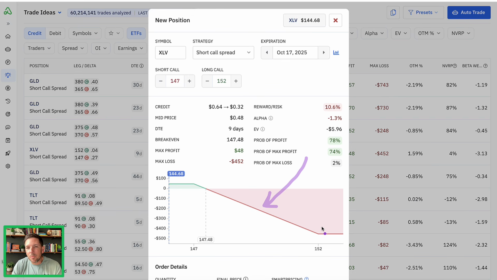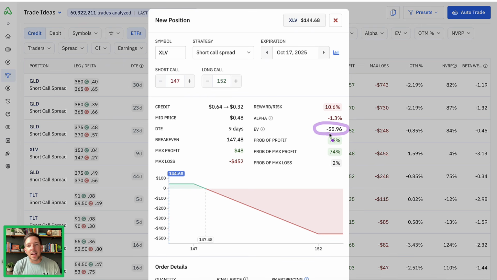Like from a payoff perspective here, you can see that these numbers don't add up. The probability of max profit plus the probability of max loss and all the partial profits in between leads to an expected value on this type of trade of negative $5 and change and moving.